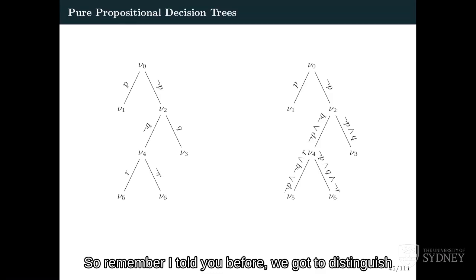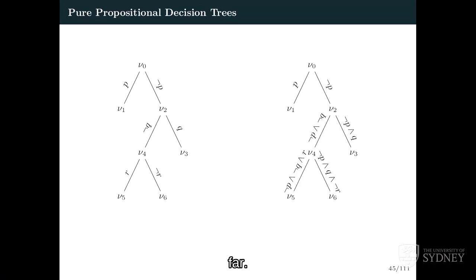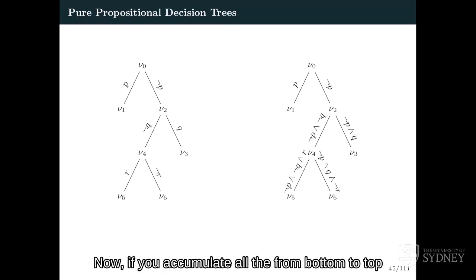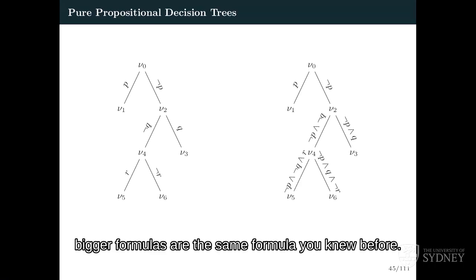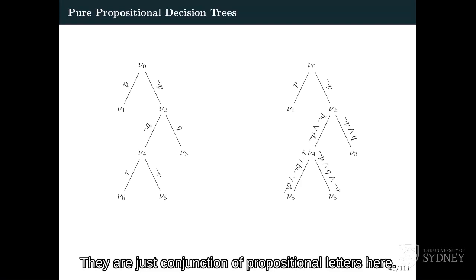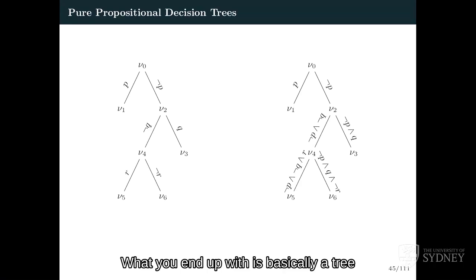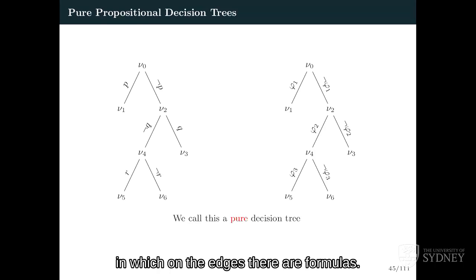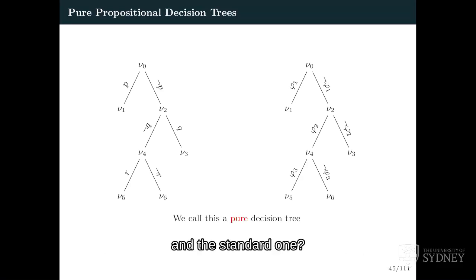So remember, I told you before, we have to distinguish between these two concepts: what do we check, and what is true so far? Now, if you accumulate all the decisions from bottom to top onto an edge, you get bigger formulas. They are the same formulas you knew before, just conjunctions of propositional letters. When you accumulate them, you end up with a tree in which on the edges there are formulas. Now, what is the relationship between the pure decision tree and the standard one?